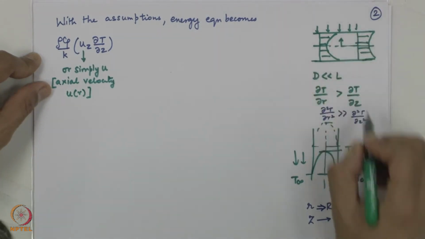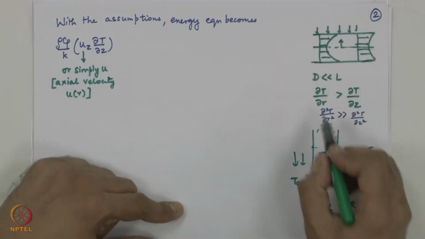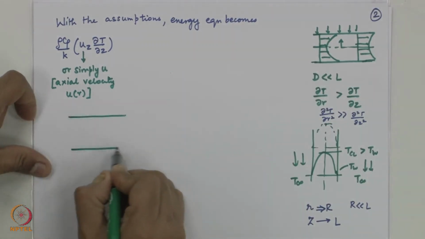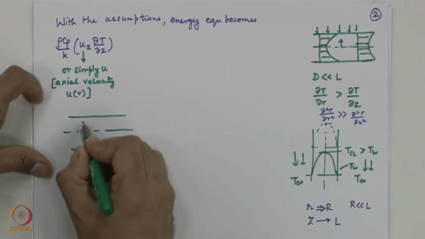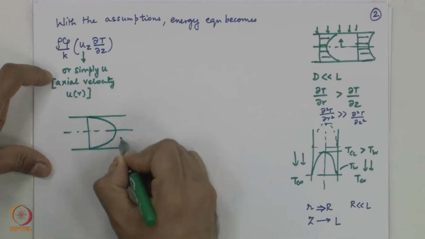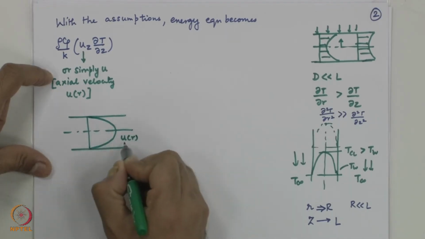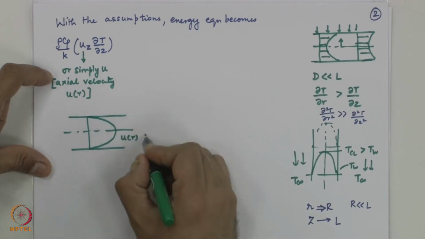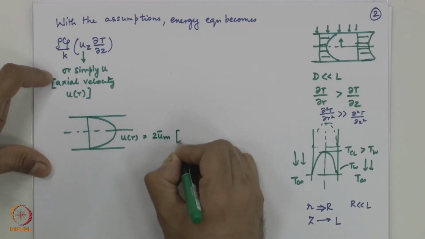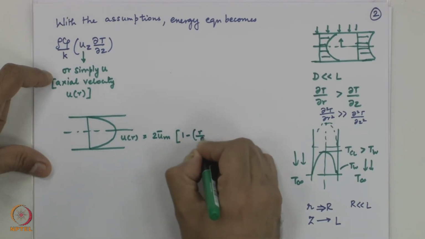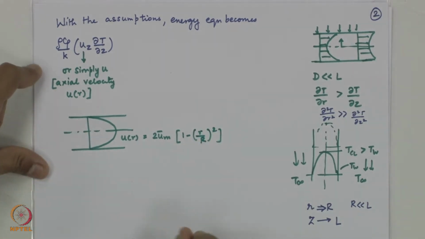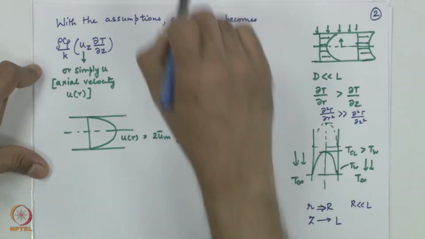If you are talking of the velocity profile, this is the velocity profile for pipe flow, laminar flow. This is your velocity distribution. U of r, the axial velocity, which is a function of the radial direction, is nothing but 2 u m bar times 1 minus r by capital R squared. So, it is a function of r, right. So, this is the left hand side.